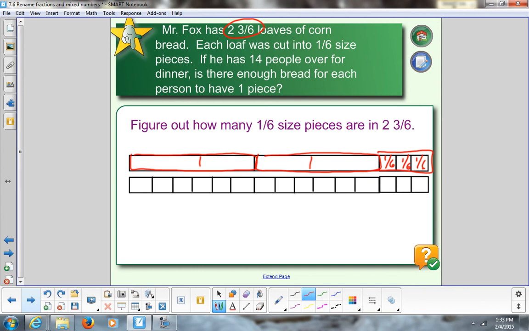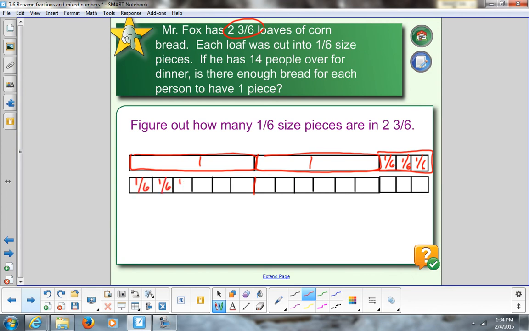Okay. So what am I going to cut these loaves into? What size pieces? The problem tells me. What size pieces do I need to cut it into? 1/6. Good. So I'm going to take this whole loaf of bread, which ends right there.